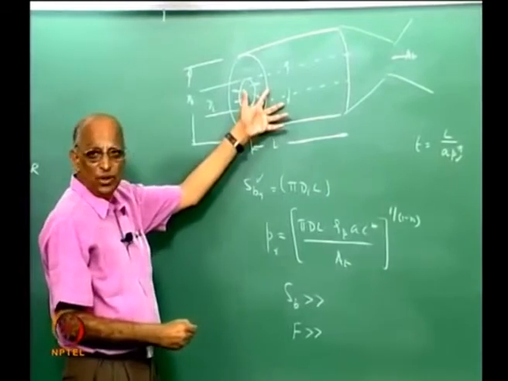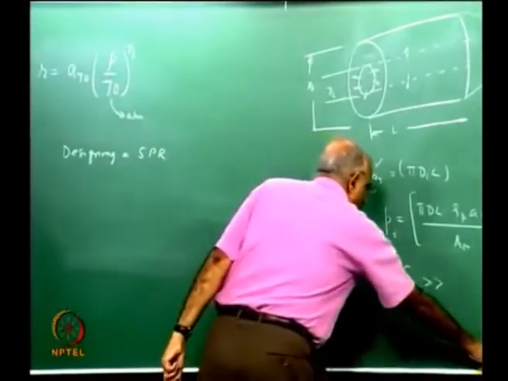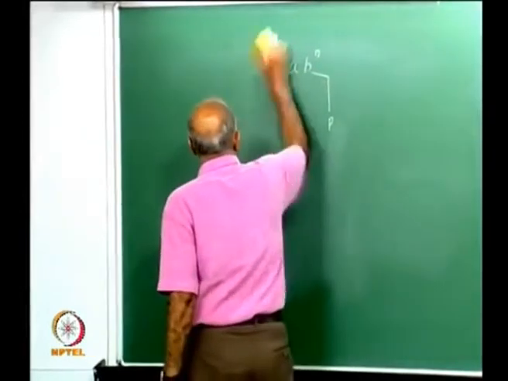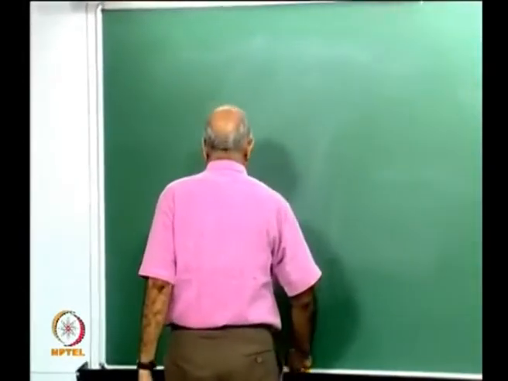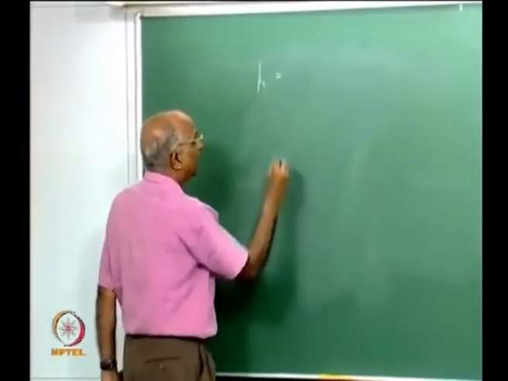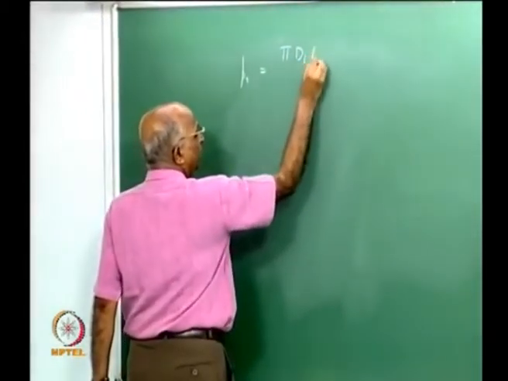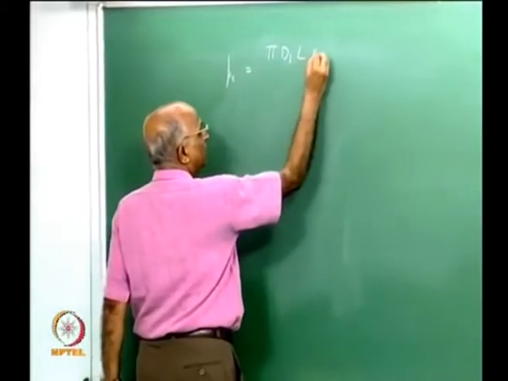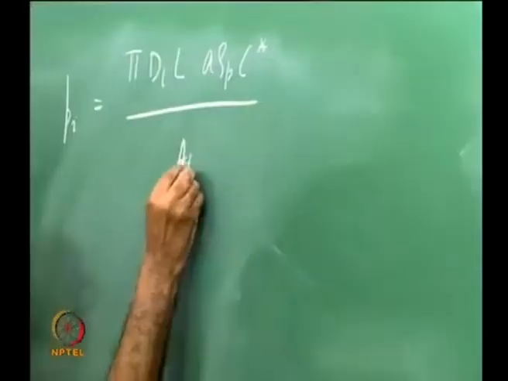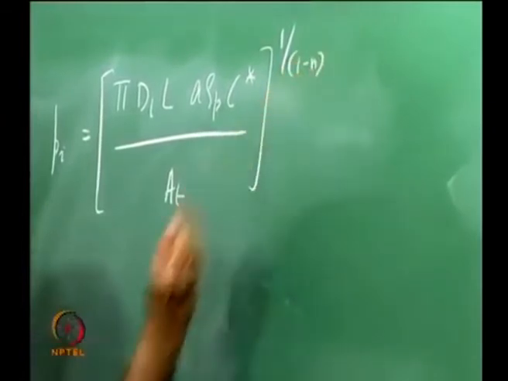Can I do the same thing for a radial burning cylindrical grain? Let us do that, and let us also find out how the pressure will change. Well, I have the initial value of pressure, equal to whatever I have written there. Let us rewrite it: pi d_i, which is the initial perimeter, L, is the initial burning surface area, A rho_p c star divided by A_t, to the power 1 by 1 minus n, right.